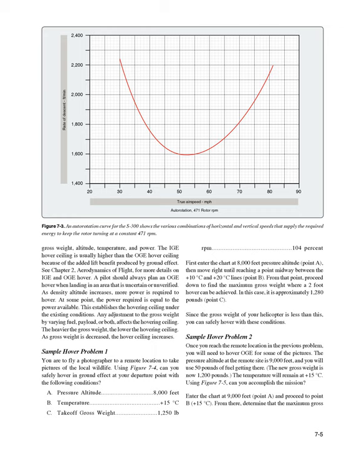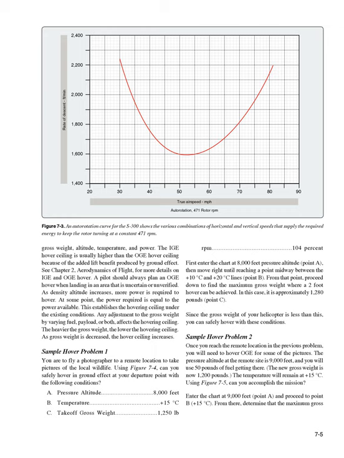C. Takeoff gross weight, 1,250 pounds, RPM 104%. First enter the chart at 8,000 feet pressure altitude, point A, then move right until reaching a point midway between the plus 10 degrees Celsius and plus 20 degrees Celsius lines, point B. From that point, proceed down to find the maximum gross weight where a 2-foot hover can be achieved. In this case, it is approximately 1,280 pounds, point C. Since the gross weight of your helicopter is less than this, you can safely hover with these conditions.